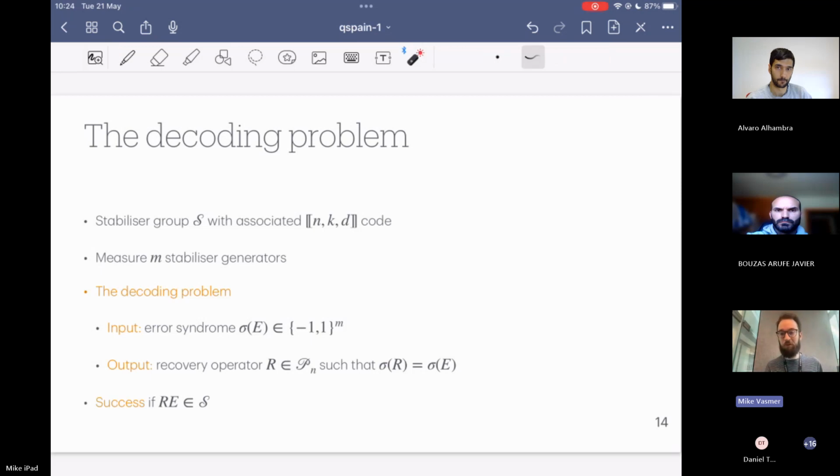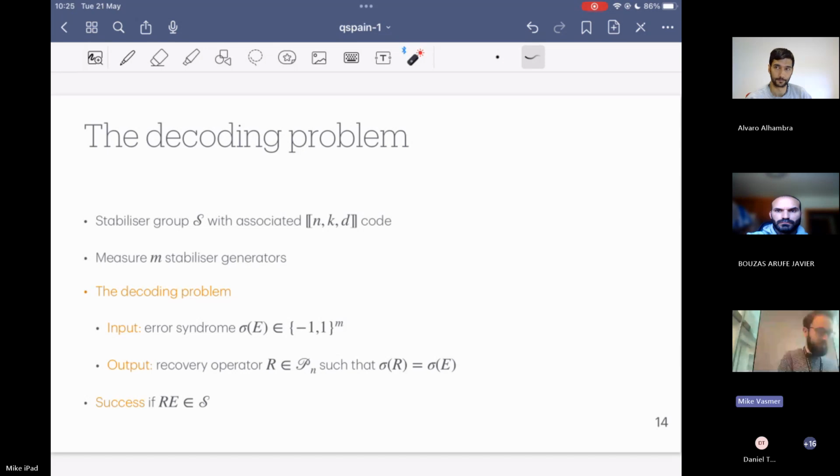We successfully solve the decoding problem if R times E is in the stabilizer group. What that means is that the overall action on the code space has been just a logical identity, because you can think of the stabilizer operators as exactly being logical identity operators, since they don't change the encoded states. So again, we measure the stabilizer generators, get the error syndrome, find a recovery operator with the same syndrome as the input, and we've been successful if the overall effect of error times recovery is trivial, a stabilizer.